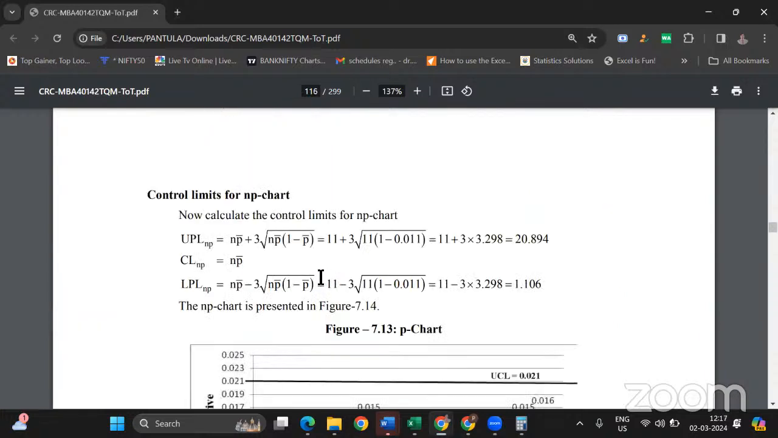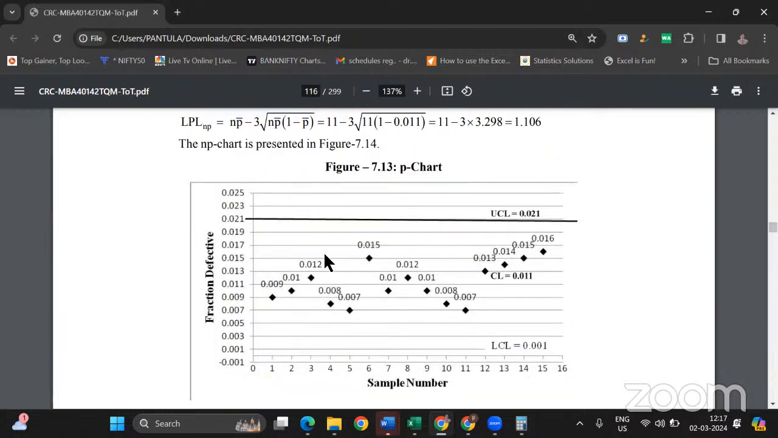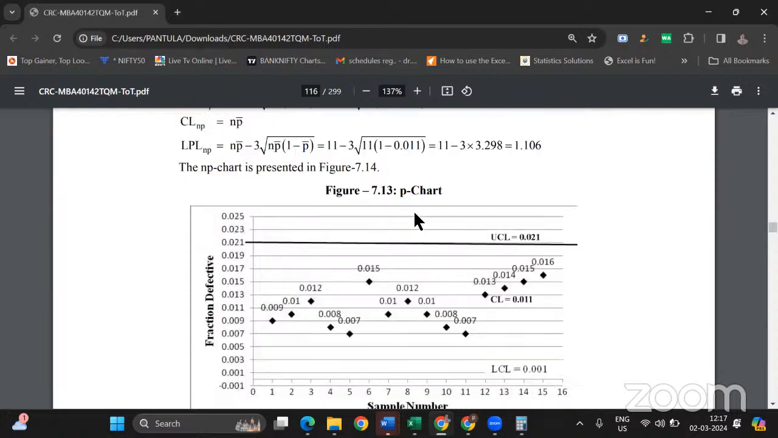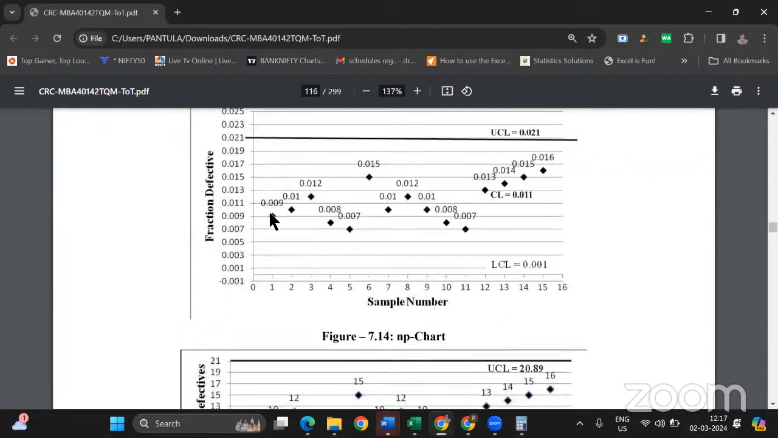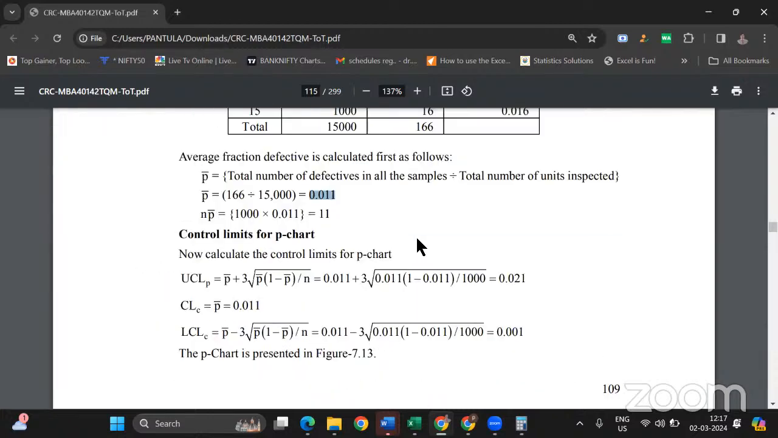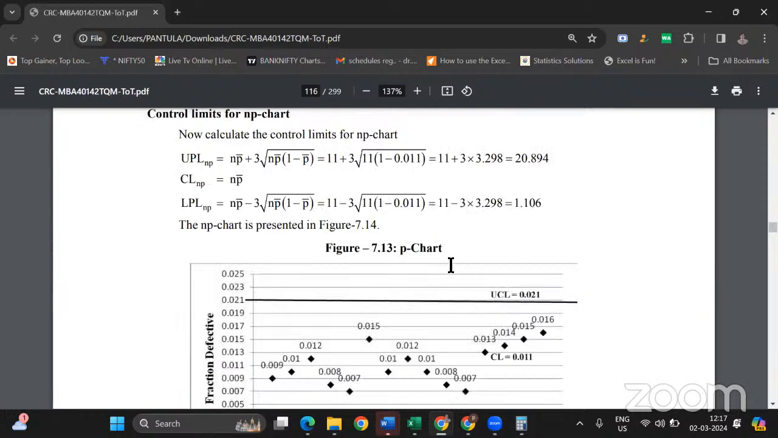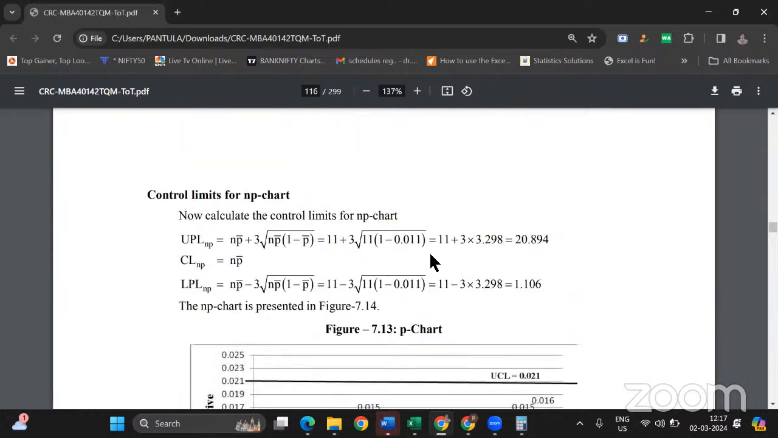So the P chart is presented in the figure. Here we know this is the P chart, and you can see the UCL and LCL. The values lie here, where these values come from: 0.009, 0.01 and so on. These values are the P values. That's called the P chart. It's very simple.